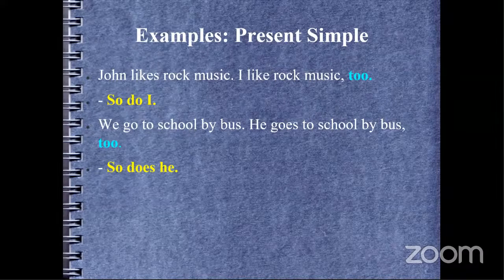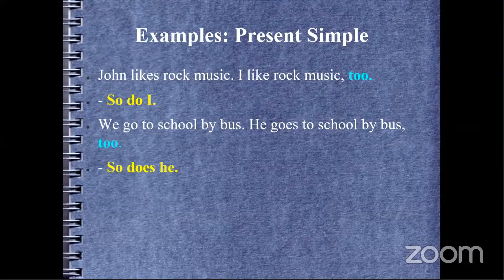In the second exercise, different. In the second exercise, it is not you, it is someone else. En el segundo ejemplo, no te incluye. Estamos hablando de alguien más. For example, we go to school by bus. Vamos a estudiar en bus. O sea, se movilizan en bus. Él también va en bus.